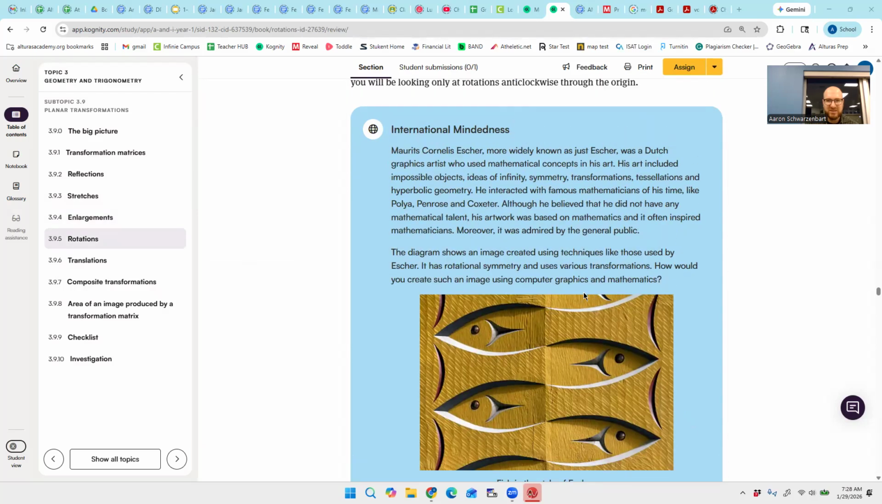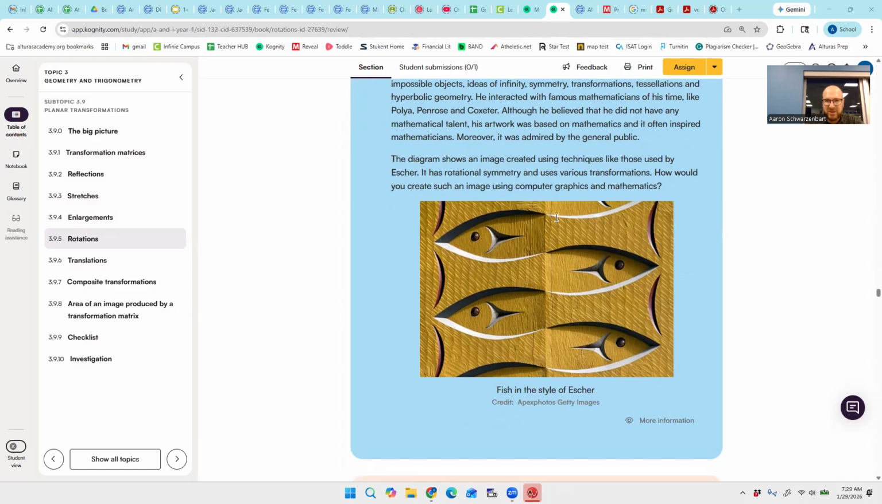Okay, rotations. So international mindedness. This guy named Escher was a Dutch graphic artist who used mathematical concepts in his art, such as impossible objects, ideas of infinity, symmetry, transformations, tessellations, and hyperbolic geometry. He interacted with famous mathematicians of his time like Polya, Penrose, and Coxeter. Although he believed that he did not have any mathematical talent, his artwork was based on mathematics and has often inspired mathematicians. Moreover, it was admired by the general public.